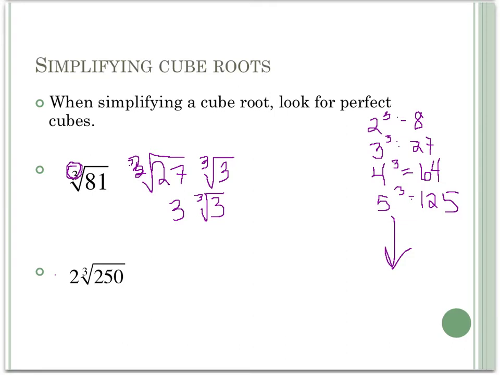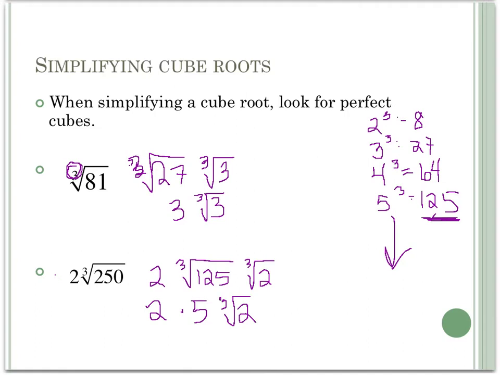Our next example, 2 times the cube root of 250. Well, 250 can be rewritten as the cube root of 125 times the cube root of 2. The reason I chose that 125 is I know that that is 5 cubed. So that means, in simplifying this, I would have 2, the cube root of 125 is 5, still with a cube root of 2. So 2 times 5 is 10, the cube root of 2.